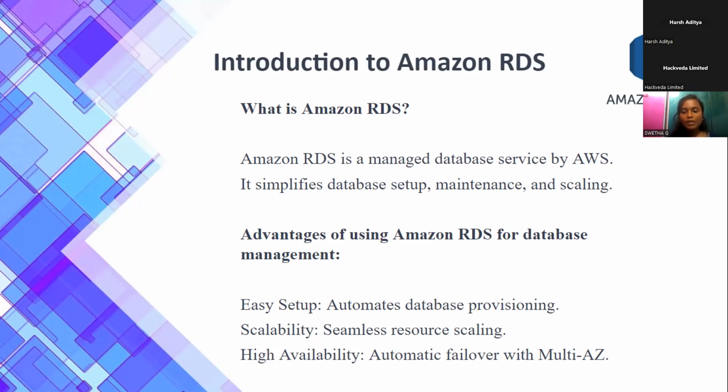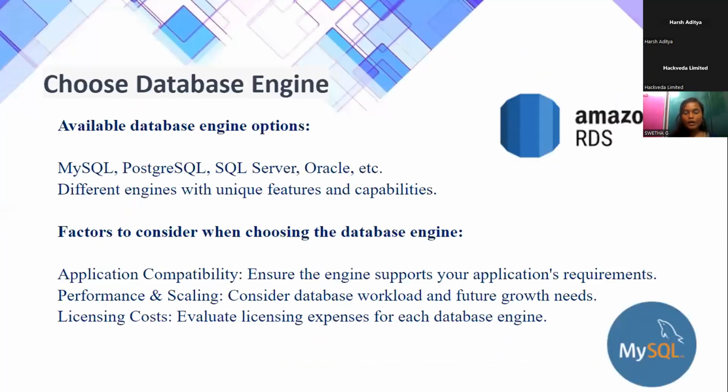Advantages of using Amazon RDS for database management. Basically, Amazon RDS provides automated backup, high performance, and high availability, and it allows developers to focus on the applications rather than the database management system. It has easy setup, automated database provisioning, scalability, and high availability. And also we can easily set up our Amazon database system.